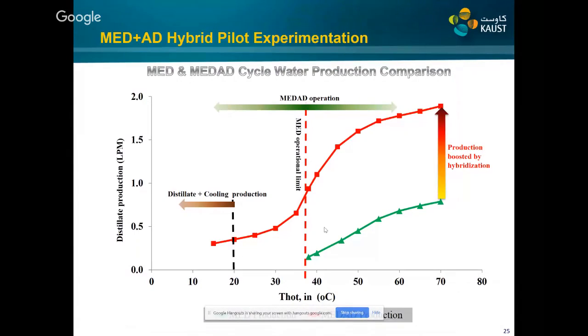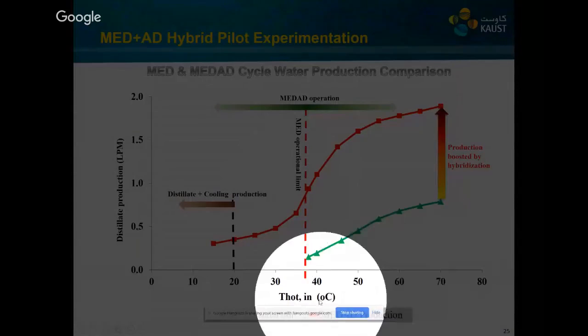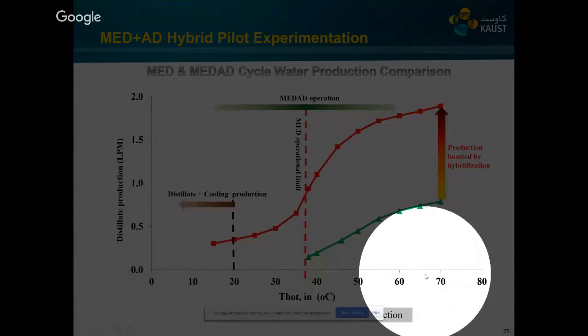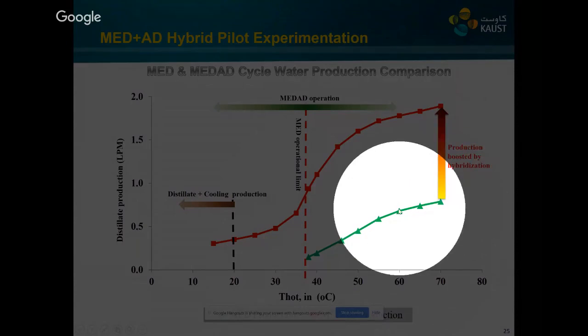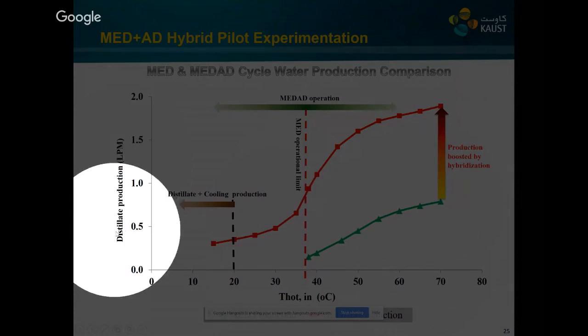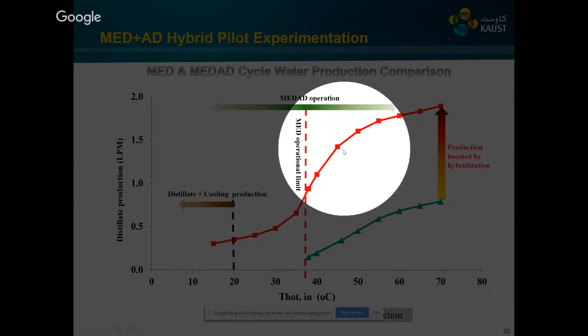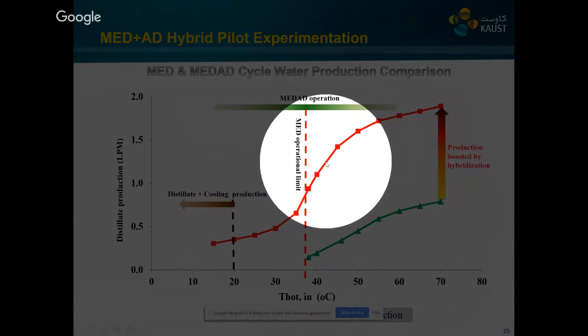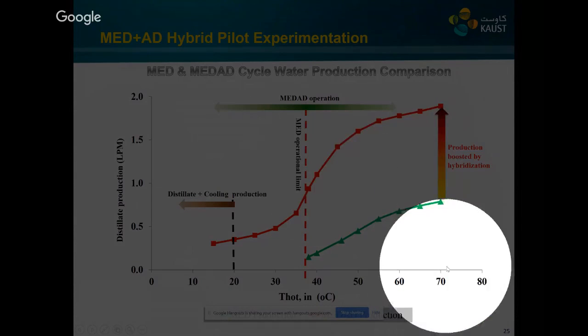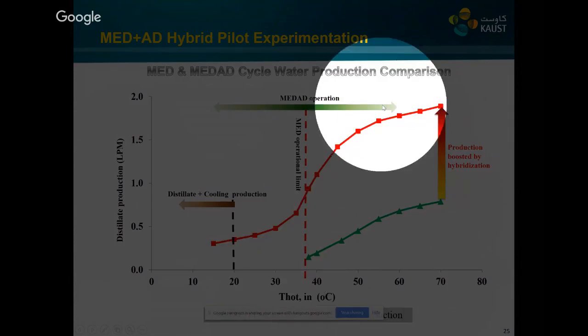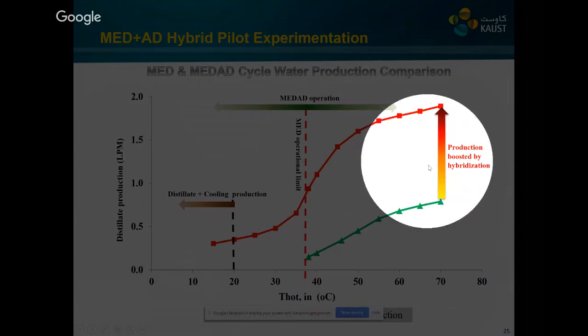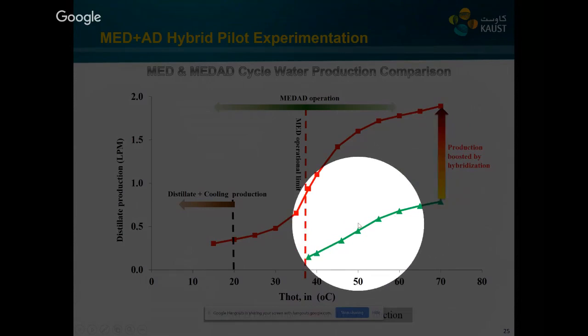And then we operated our system for the whole temperature range to show the operability at all heat source temperatures. So this green line shows the liters per minute water production of the conventional MED system, and this red line shows the water production of our hybrid system. So we can see that at all temperatures, our hybrid system's water production is more than 2 times as compared to the conventional MED system.